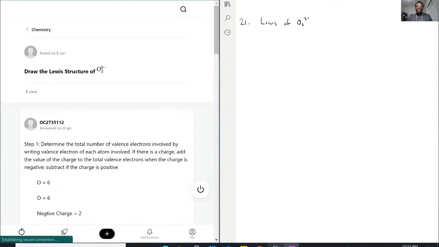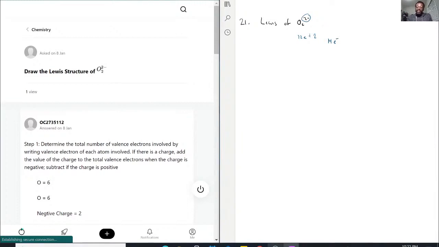So for this, oxygen is on the 16th column. Being on the 16th column means that you have 6 valence electrons typically. With that being said, it's going to be 12 electrons we're working with, but we also have the +2 here because there's a 2 minus. So we need to work with 14 electrons.